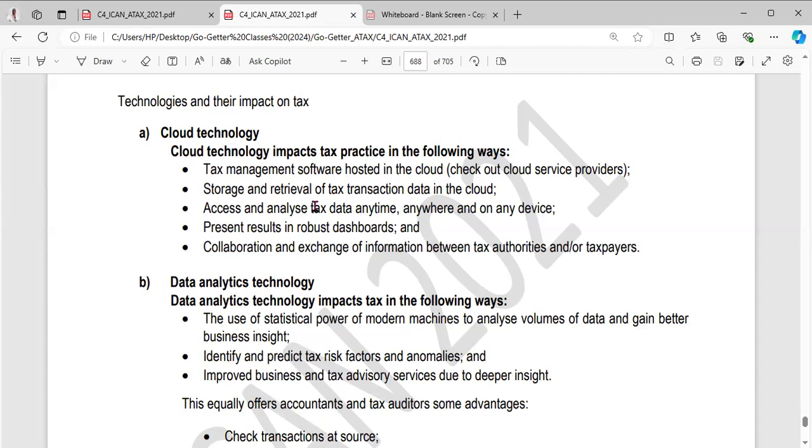Now, access to analyze tax data anytime on any device. For example, you have QuickBooks, you have 5 users, your accountant is using one, the COO is using one, you are at your house, you are the owner of the business, and you traveled abroad. You can just sit down in your house and you are seeing your transactions going on. You will be making queries: why is this like this? Why is it like that? In your device, you are seeing everything.